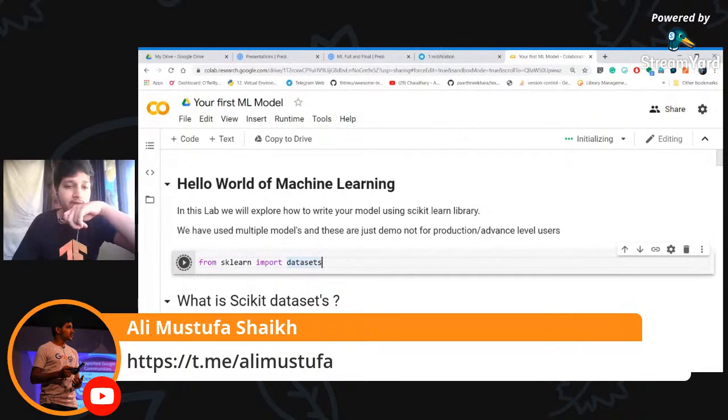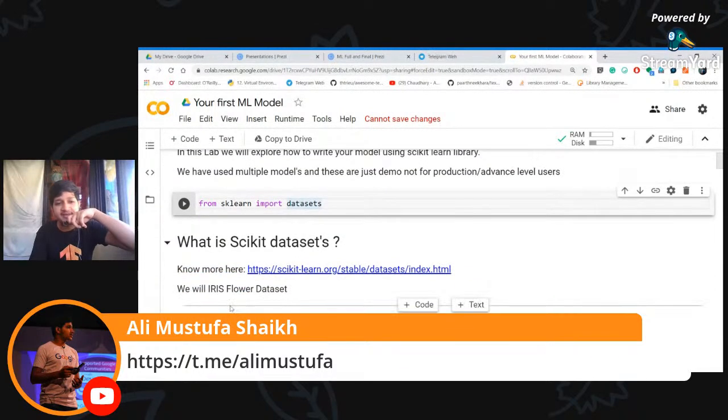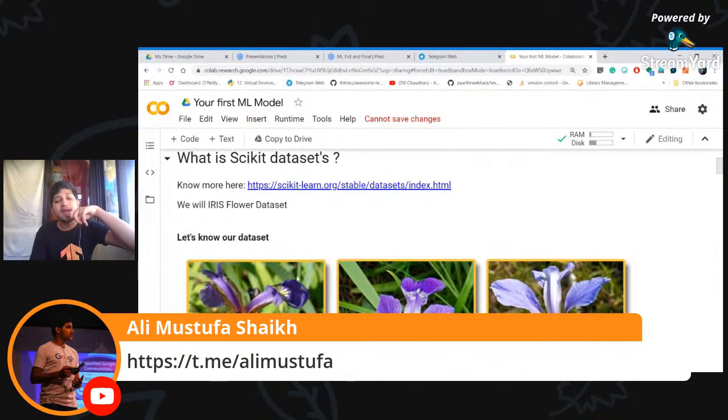Okay, so here we have, let's run this and see the output. What we are going to use is a predefined data set. We are going to import datasets from sklearn. sklearn has a module called datasets, and in that there are a lot of data sets available. One of the data sets is iris. What is iris? Iris is a flower data set.